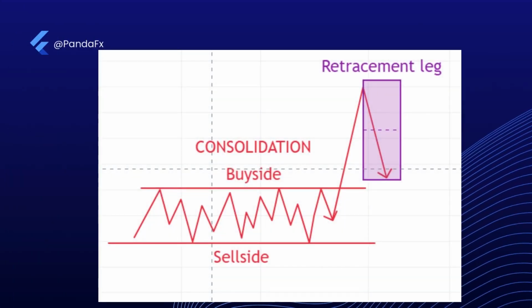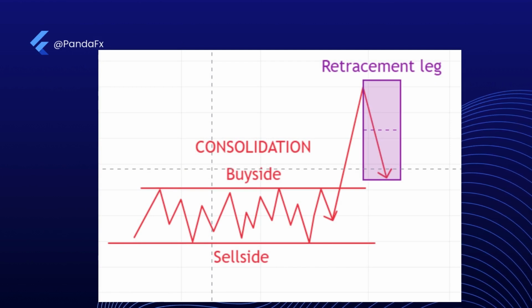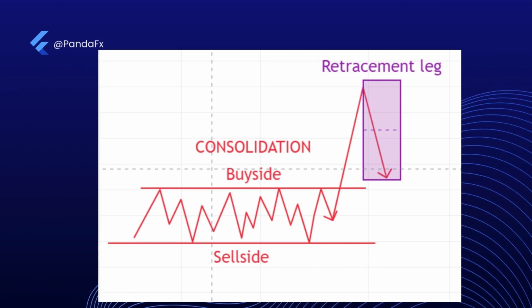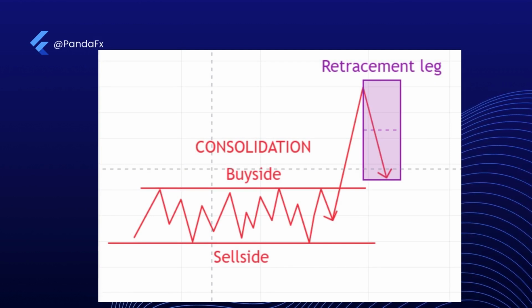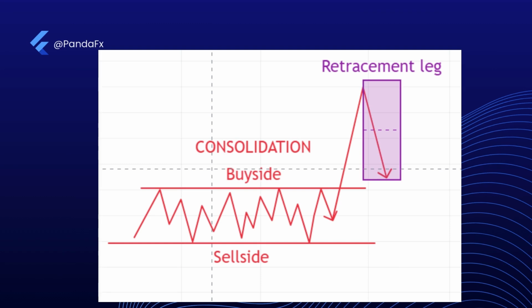And also, this is another typical example of a retracement leg after price expands upwards. After the consolidation, price expands to the buy side and upwards. We can see the retracement leg, that's the shaded portion, going down. So this is a typical example of a retracement leg.